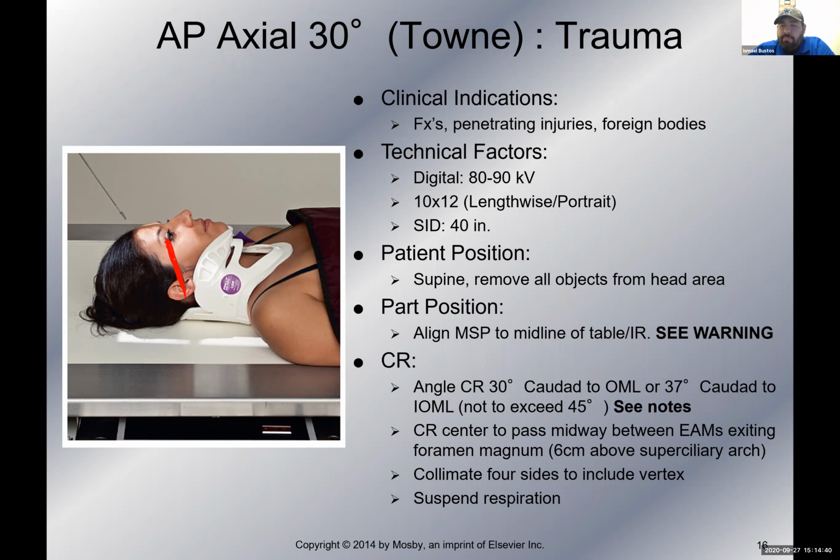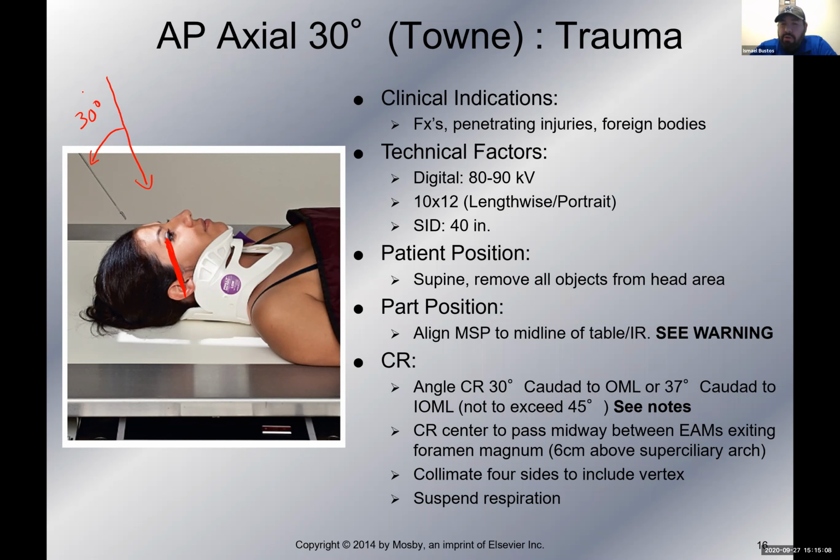For a normal Towne projection, you need a 30 degree angle between the CR and the OML. So you get that CR to become parallel with the OML, and then you angle 30 degrees caudal from that parallel OML. So this here would be 30 degrees, and that's how you're going to angle your tube: get it parallel with the OML and then go 30 degrees more from that OML.